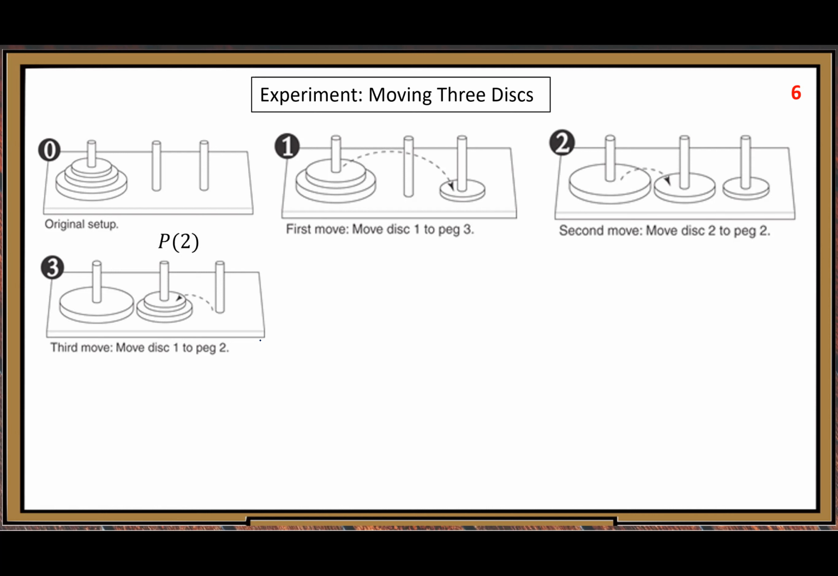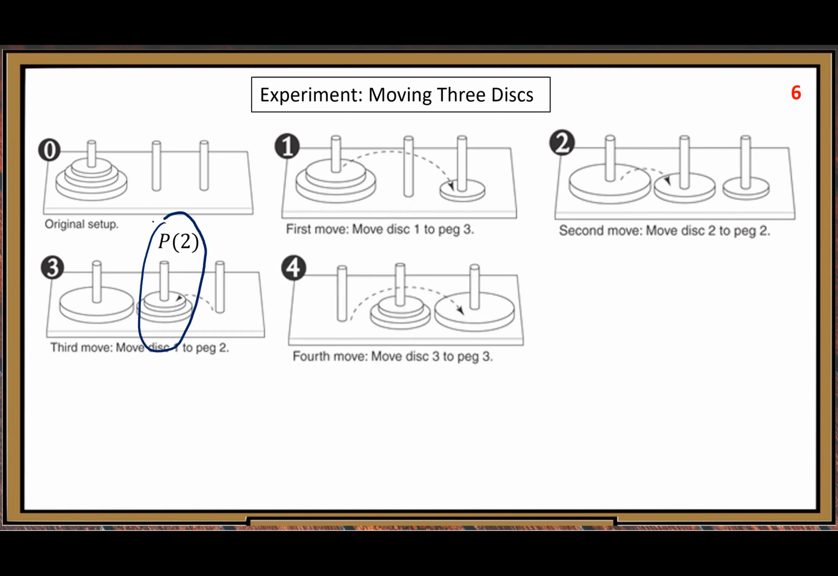So here you can see we have the solution P of 2, a disk size 2 solution. You move 2 disks from one peg to another peg, a size 2 solution. Then step number 4, we move the largest disk to peg 3. So no violation.